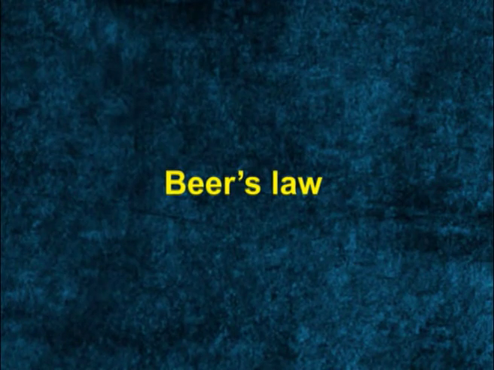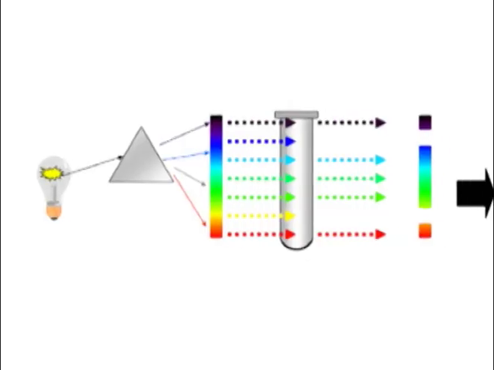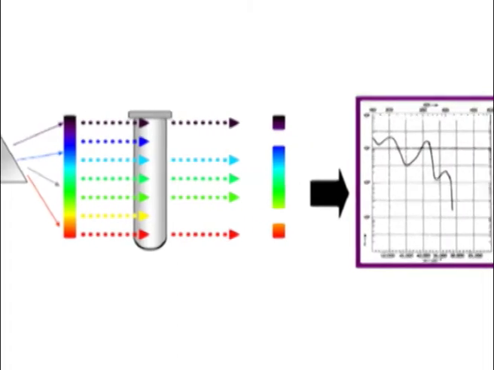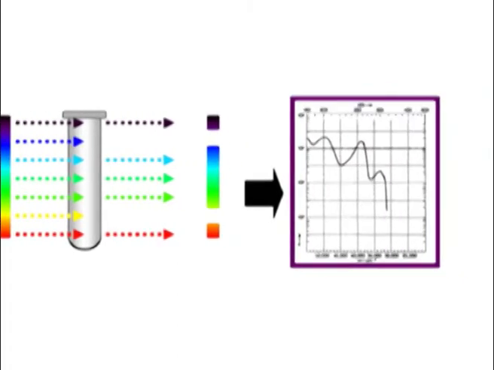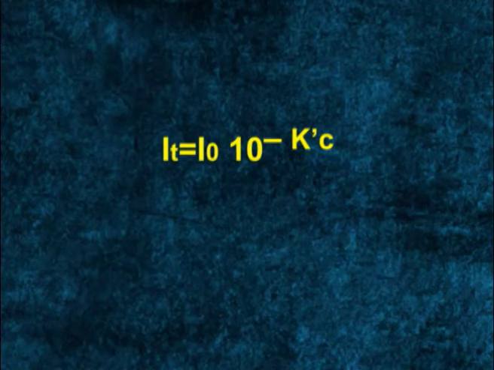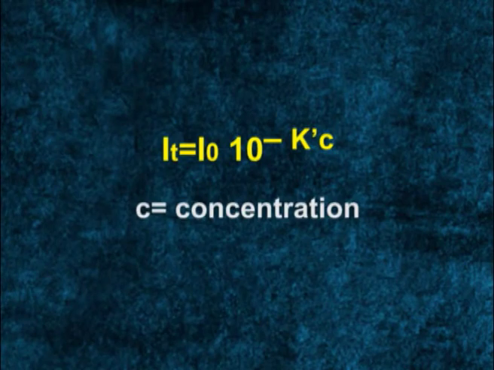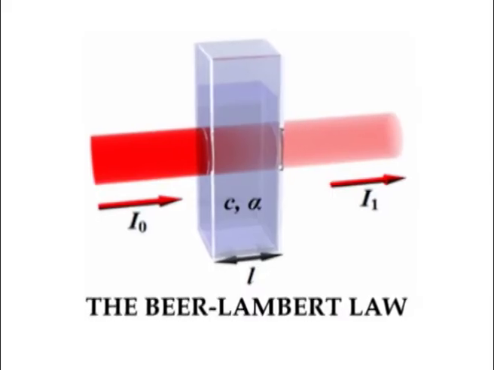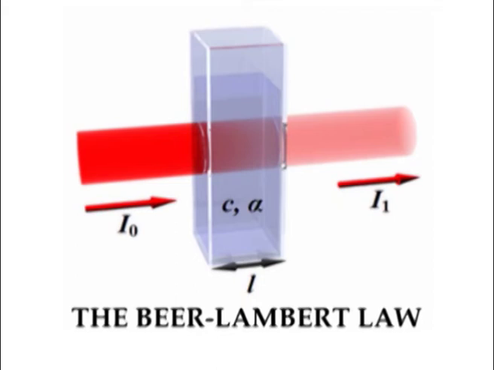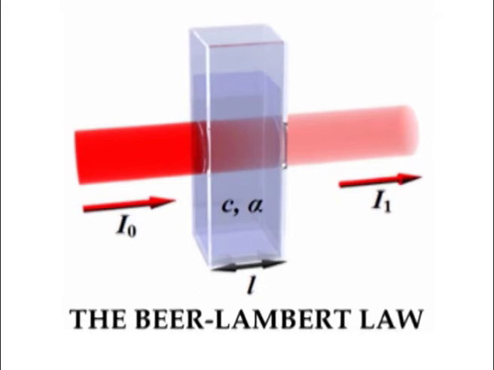Now we will discuss Beer's law. When a monochromatic light passes through an absorbing medium, its intensity decreases exponentially as the concentration of the absorbing medium increases. The equation is IT is equal to I0 10 to power minus K dash C, where C is equal to concentration. Combining equation 1 and 2, the fundamental equation of colorimetry is produced, which is known as Beer-Lambert law.